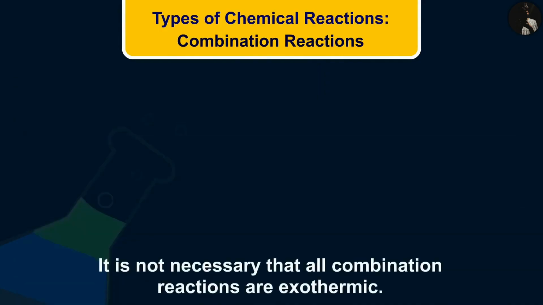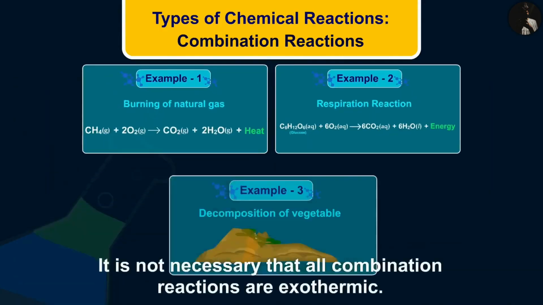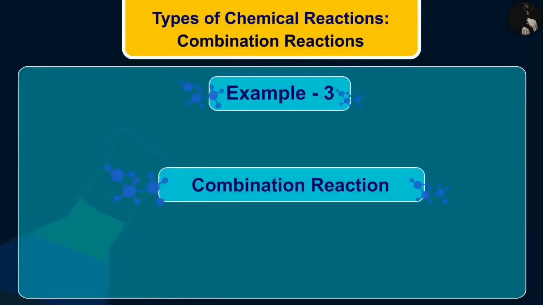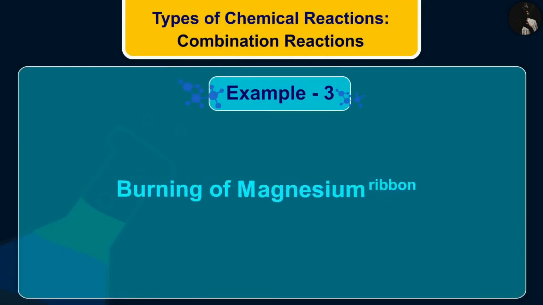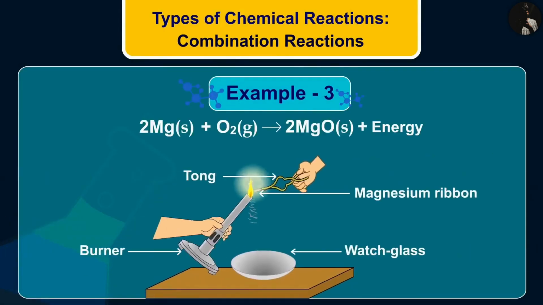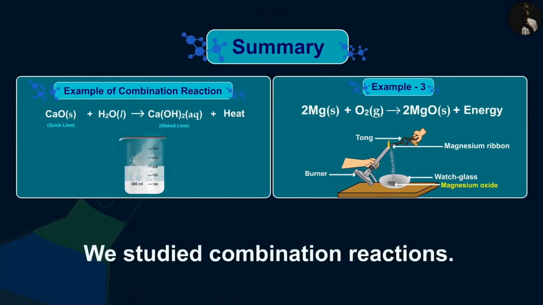However, it is not necessary that all combination reactions are exothermic. We can take one more example of a combination reaction, which is burning of magnesium ribbon. Magnesium burns in oxygen to produce magnesium oxide. So friends, today in this video, we studied combination reactions.